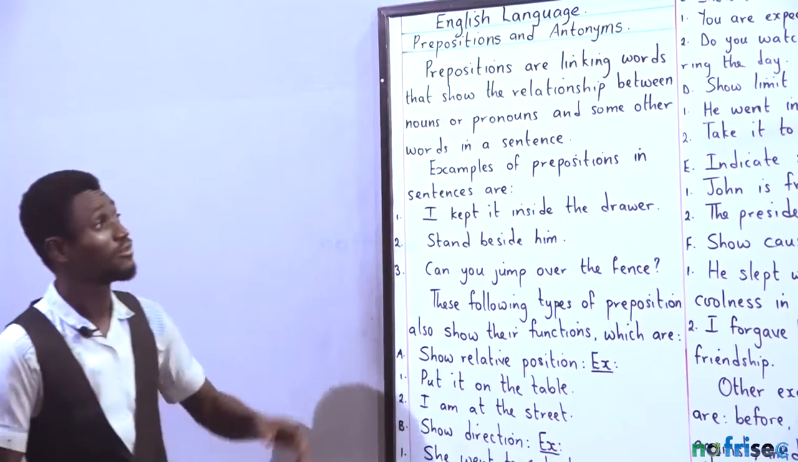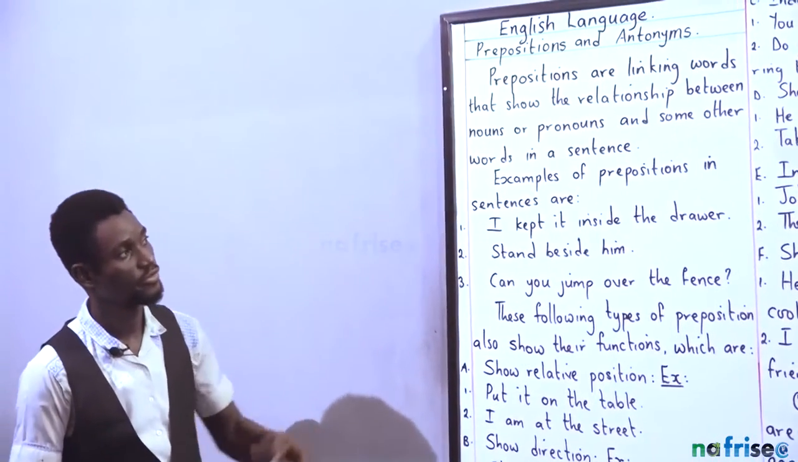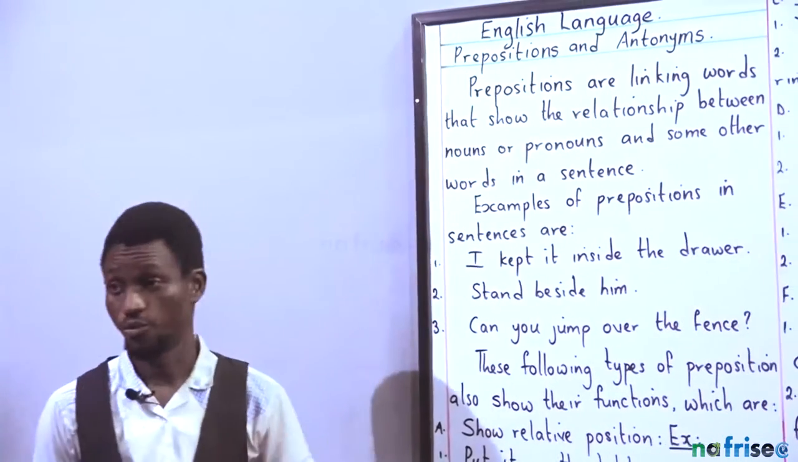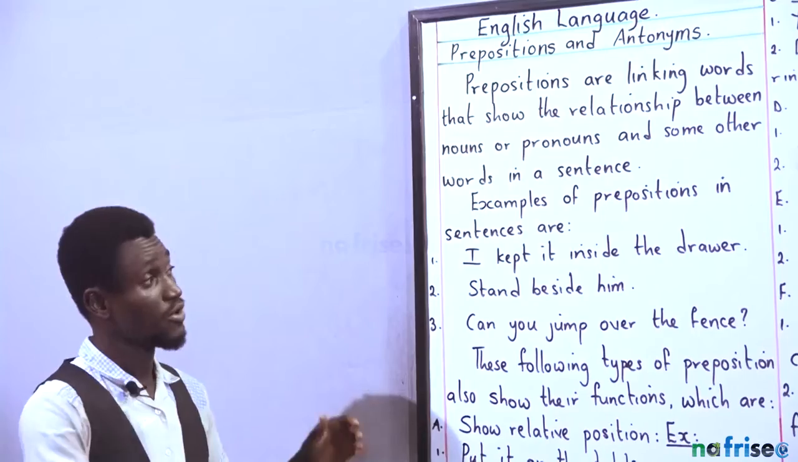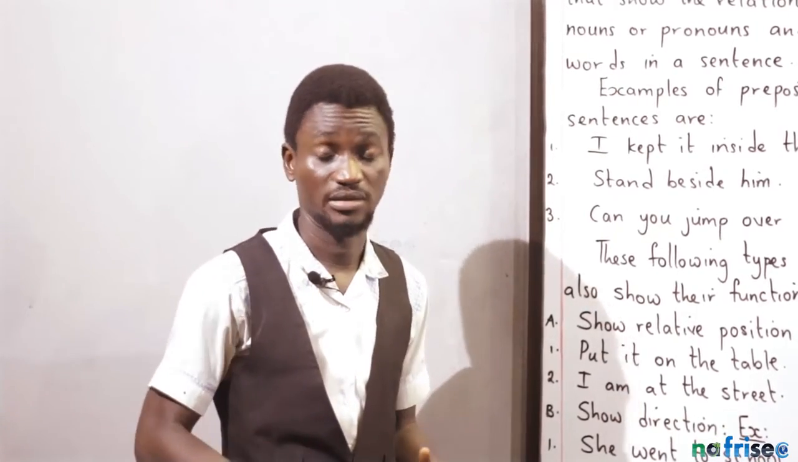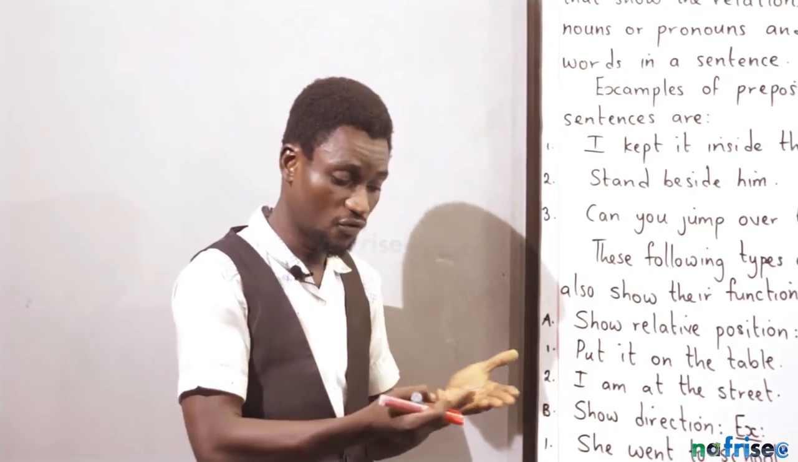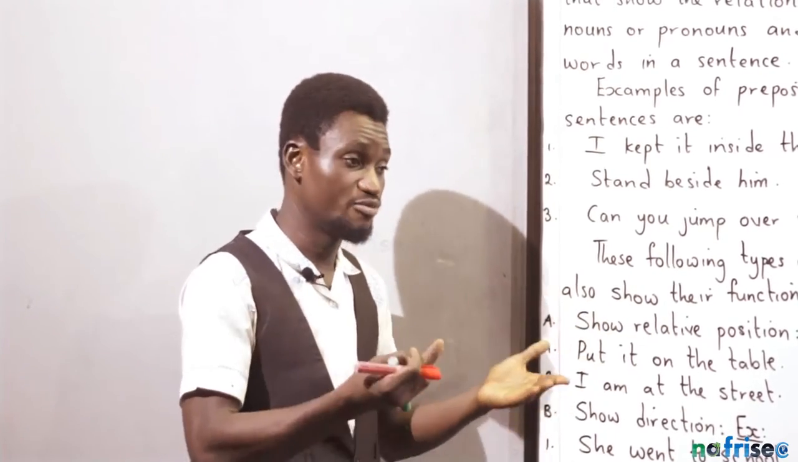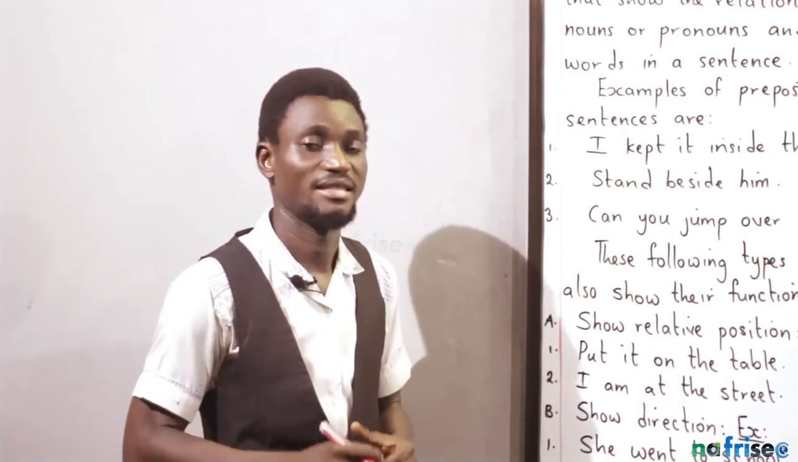All right, so we've got this on the board. Prepositions are linking words that show the relationship between nouns or pronouns and some other words in a sentence. So when you have a particular sentence with the nouns, the pronouns, and any other word that exists in the sentence, the function the preposition does there is to show the relationship that exists between or among these words that exist in that sentence.